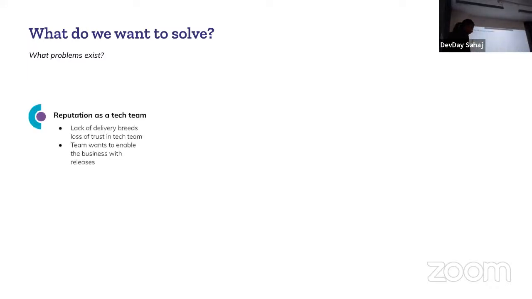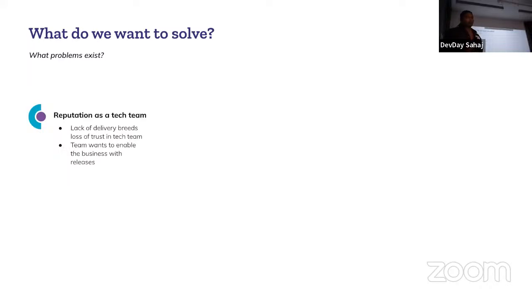Because they've been working on this for quite some time, the tech team has lost some reputation with the business. The business is not trusting the tech team to deliver on its terms. So the team is desperately trying to release something in order to get that trust back from the business. So that's the first problem.